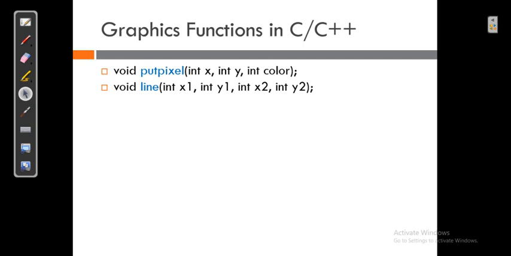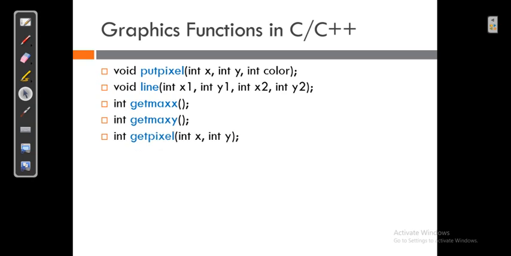Then void line. Line is for drawing a line, so obviously it has 2 arguments: x1, y1, the first endpoint, and x2, y2, the second endpoint. getmaxx is to find out the maximum x value. getmaxy is to find out the maximum y value. getpixel is to find out the current color value of a particular pixel on the screen.